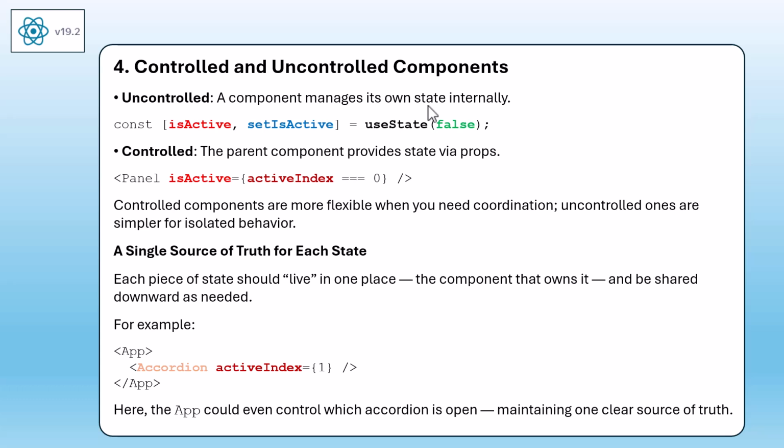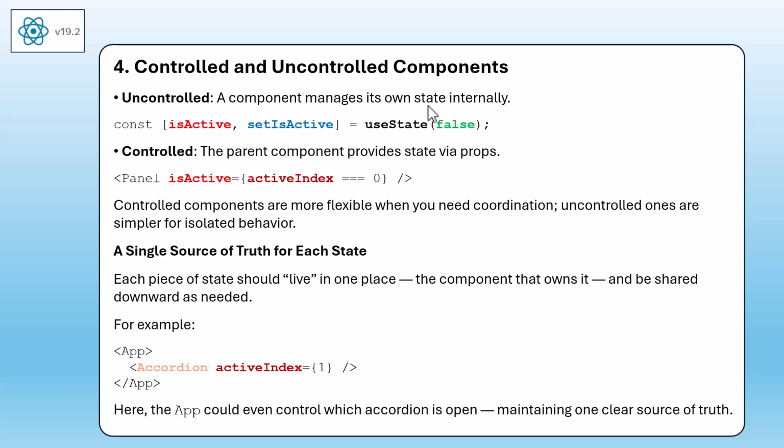A single source of truth for each state. In a typical React app, many components will hold their own state. Some of that state will live deep within leaf components, like form inputs, while other pieces of state will live closer to the top of the component tree. The important thing is that for each unique piece of information, there should be one clear owner, the single source of truth.